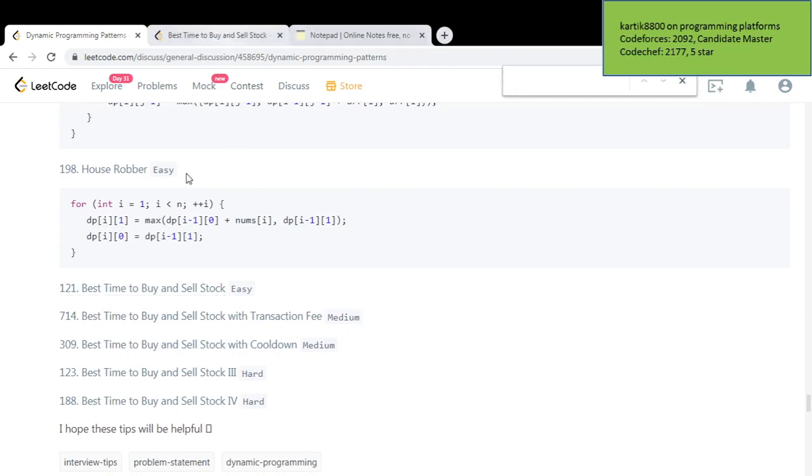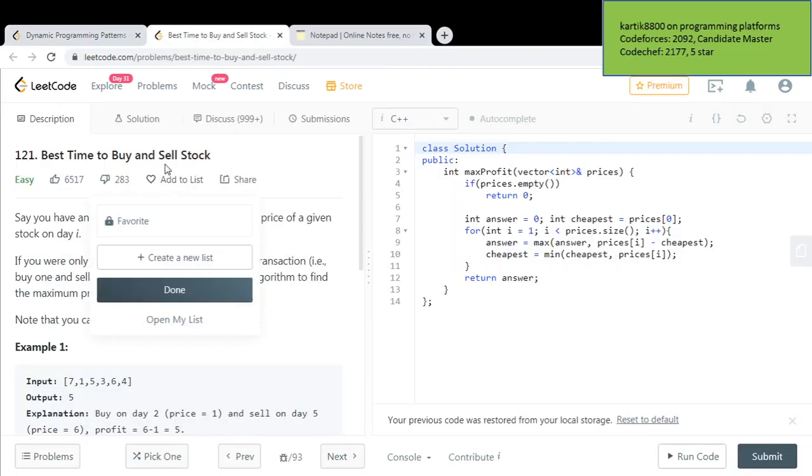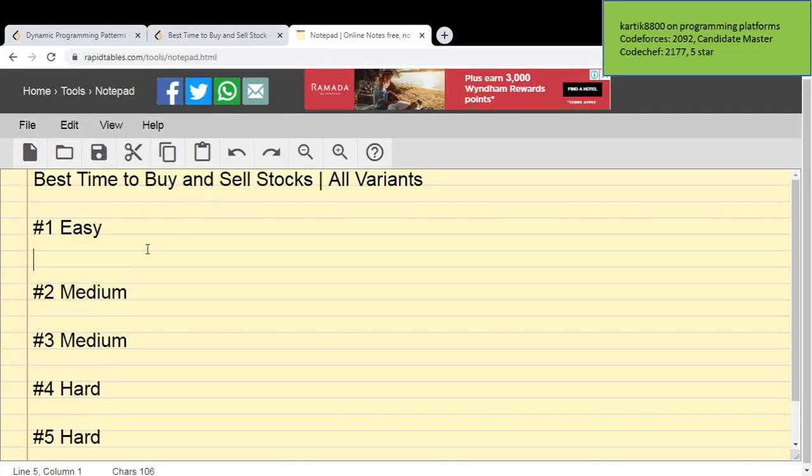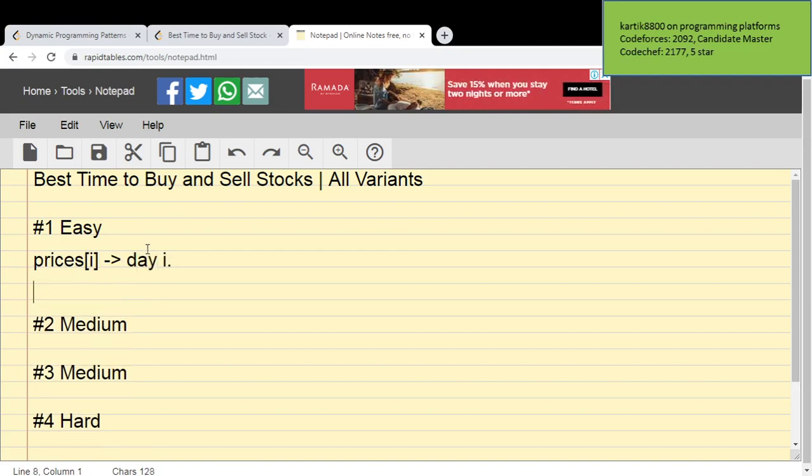So the first problem we have is best time to buy and sell stock. I think all 5 problems are best time to buy and sell stock only. Anyway, cool. It says you have an array for which the ith element is the price of the given stock on day i. You have a prices array that gives you the price of a particular stock at day i, and you know that there are a total of n days.